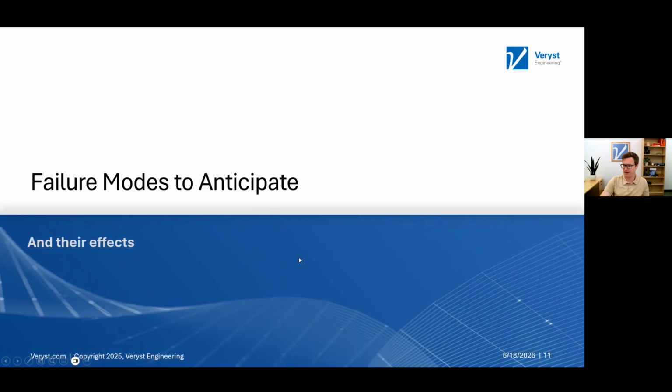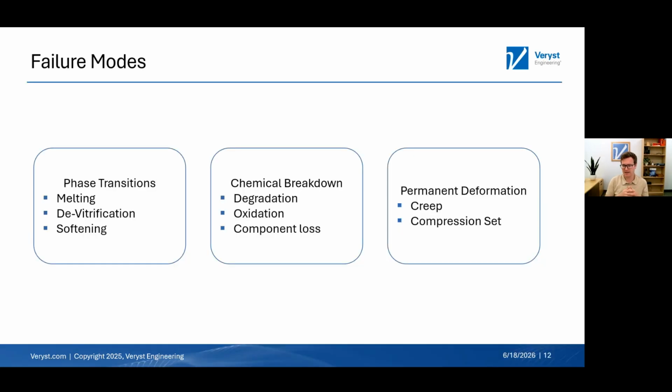Let's talk a little bit more about various failure modes, what to expect and what they can cause. I like to think of these and break them down into 3 different buckets. We're going to talk about each one of these in turn. So on the left, phase transitions, that's melting. Devitrification, that's when you have a glassy material and it goes through its glass transition temperature and becomes rubbery, or just general softening, the general temperature dependence of the material properties.